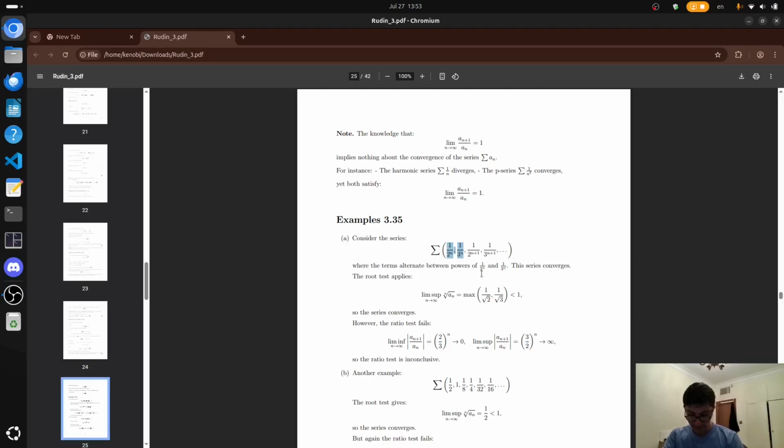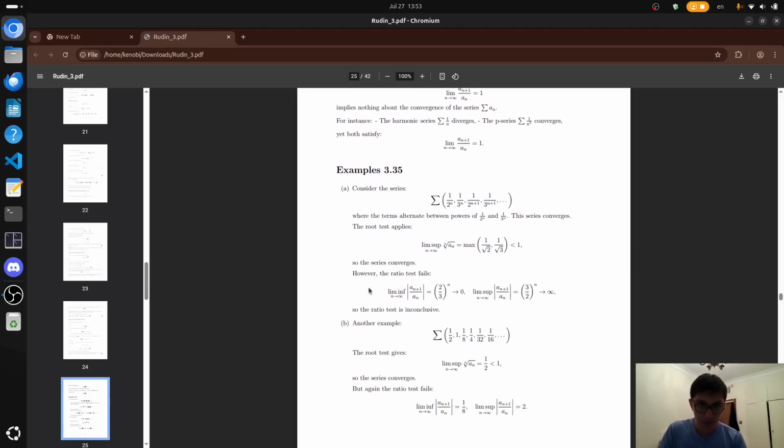And because we're taking the 2nth root of it, why is it root 3? Because the 1/3 comes after every 2n terms, so you have to take the root of 2n, not just n, right? So you're going to get the lim sup equals 1 over root 3, and the lim inf is equal to 1 over root 2. So the root test works, the series converges, that's what we know.